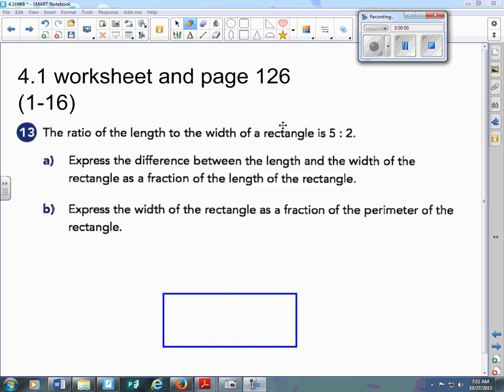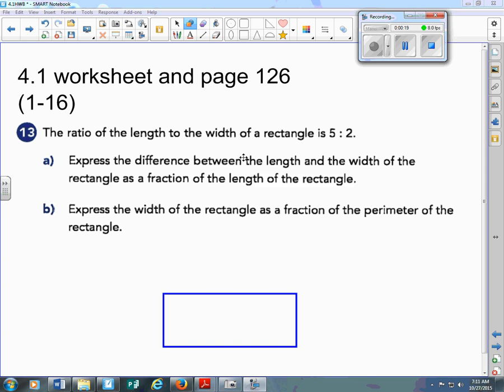So this is part B of the homework. Well, it's just continuing on from the video, but it says, number 13, the ratio of the length to width of a rectangle is 5 to 2. Express the difference between the length and the width of the rectangle as a fraction of the length of the rectangle.